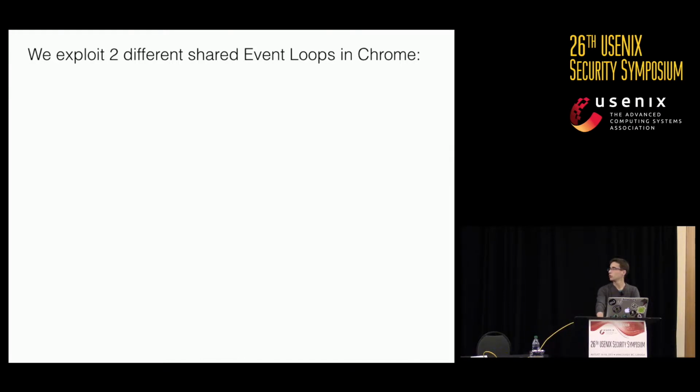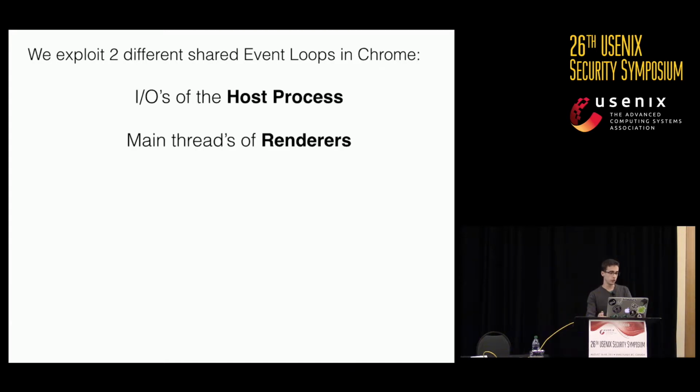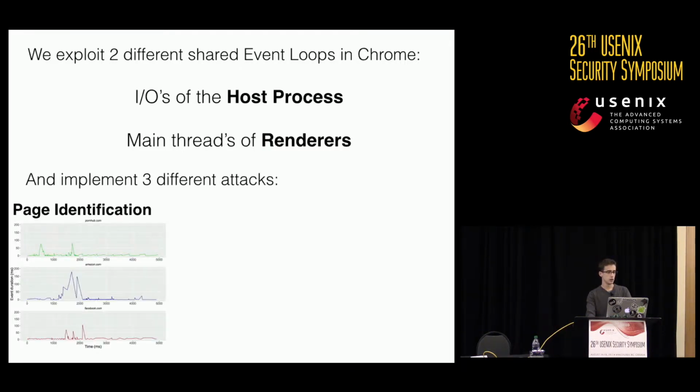So in this work, we show that shared event loops in the Chrome web browser pose a security threat to users. For this, we exploit two different shared event loops in Chrome: the event loop of the input-output thread of the host process and the event loop of the main thread of the renderers. We implement three different attacks, namely the page identification attack, where we try to recognize which page is being loaded in the web browser by observing the congestion on the resource.